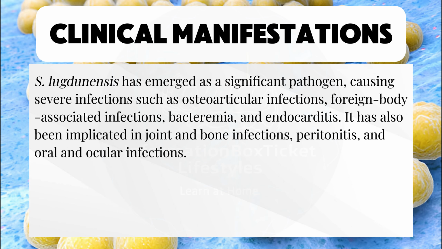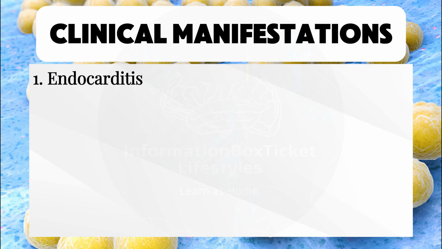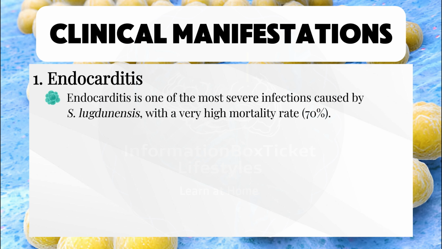Staphylococcus lugdunensis has emerged as a significant pathogen, causing severe infections such as osteoarticular infections, foreign body-associated infections, bacteremia, and endocarditis. It has also been implicated in joint and bone infections, peritonitis, and oral and ocular infections. Different infections associated with Staphylococcus lugdunensis include 1. Endocarditis. Endocarditis is one of the most severe infections caused by Staphylococcus lugdunensis, with a very high mortality rate, 70%.